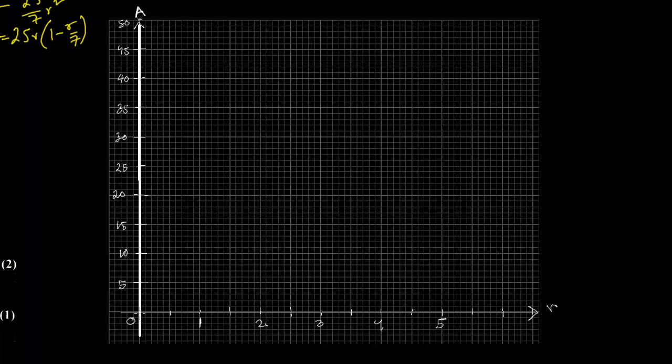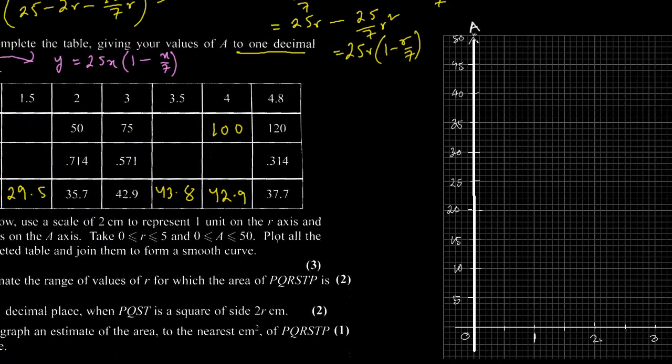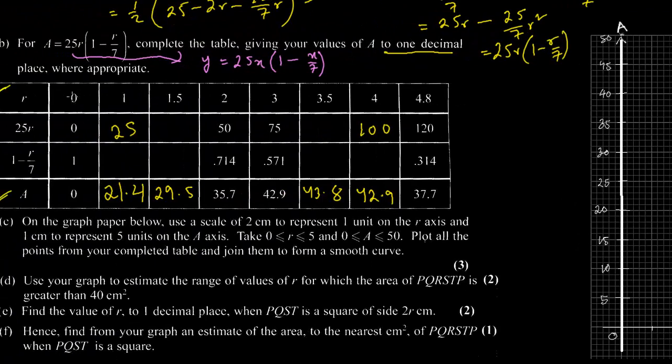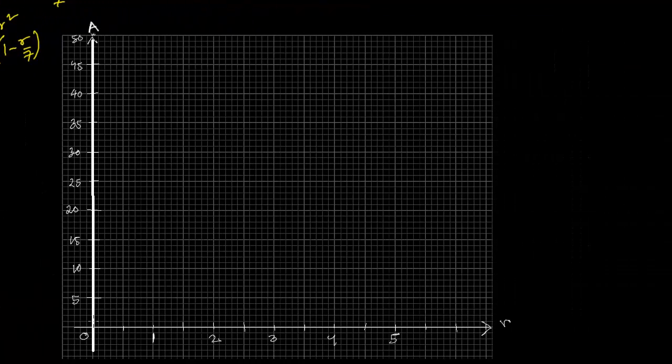So for every 2 centimeter, we have 1 unit here on the x-axis or r-axis. Remember to label it r-axis. And on the y, which is the a-axis, every square is 5 units. So now we have to plot this. The first value that we have is when x equals 0, y equals 0. I can also call a the y coordinate. So let's put the first value. This is the first point.